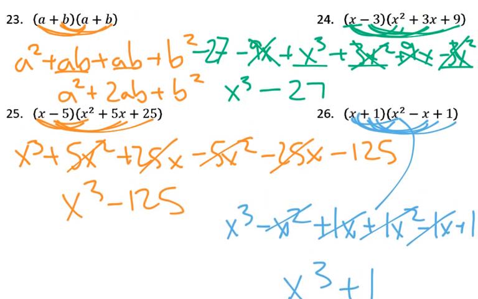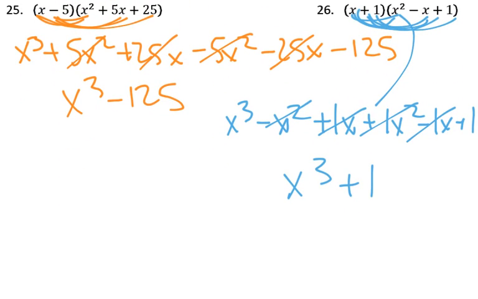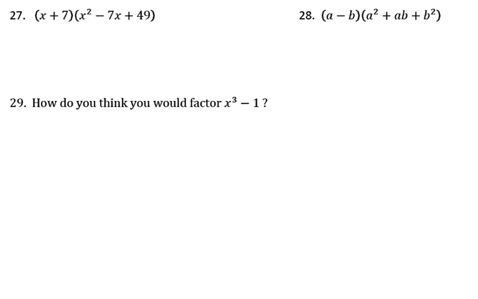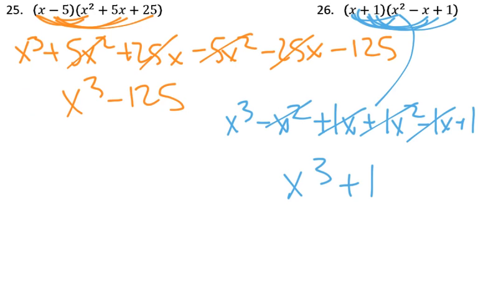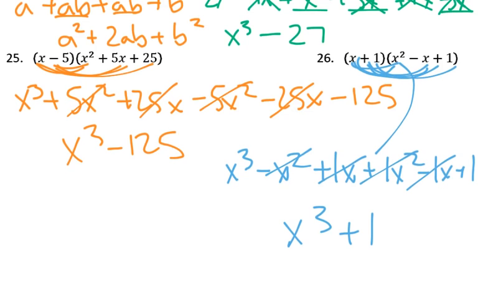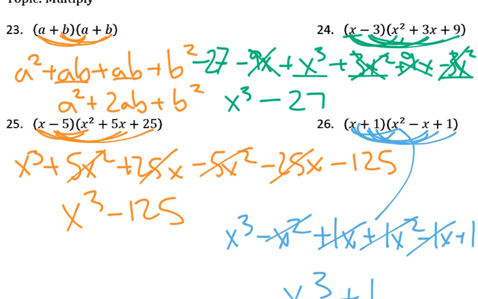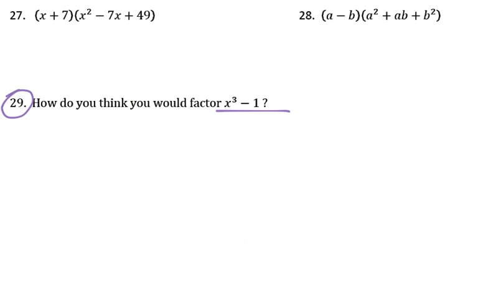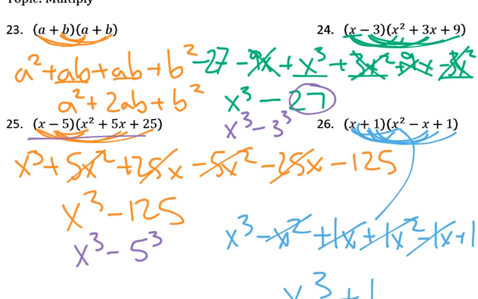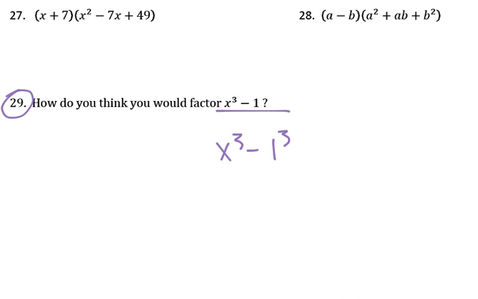Okay, now 24, 25, and 26 are showing you guys a pattern. Okay, if you look at number 29, okay, x cubed minus 1, you kind of seeing, well, 26 not so much, but 24 and 25. 27 is 3 cubed. 25 is 5 cubed. Okay, think of it as x cubed minus 1 cubed, because 1 cubed is still 1. Notice the pattern up here, and you can use that to try to figure out 29.